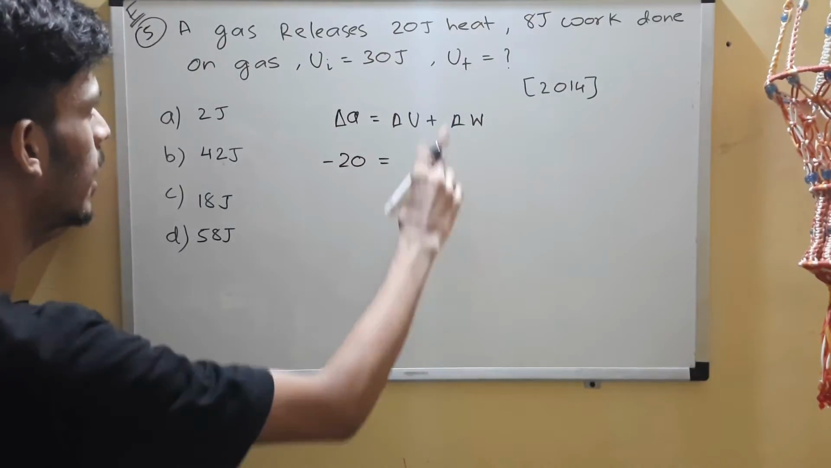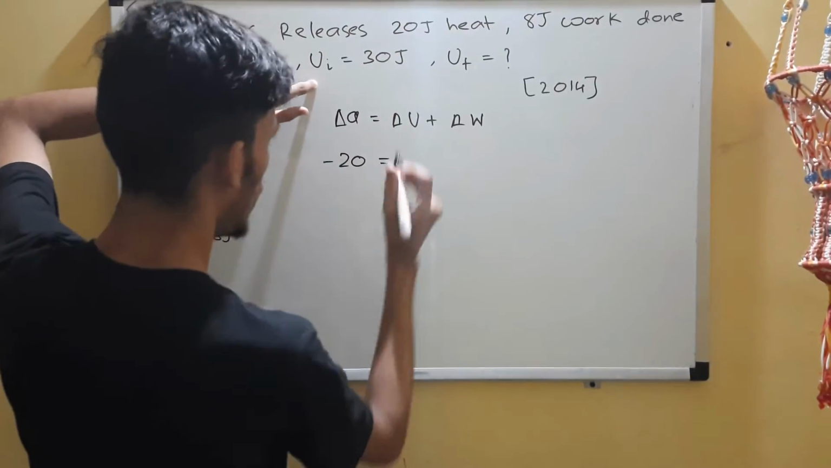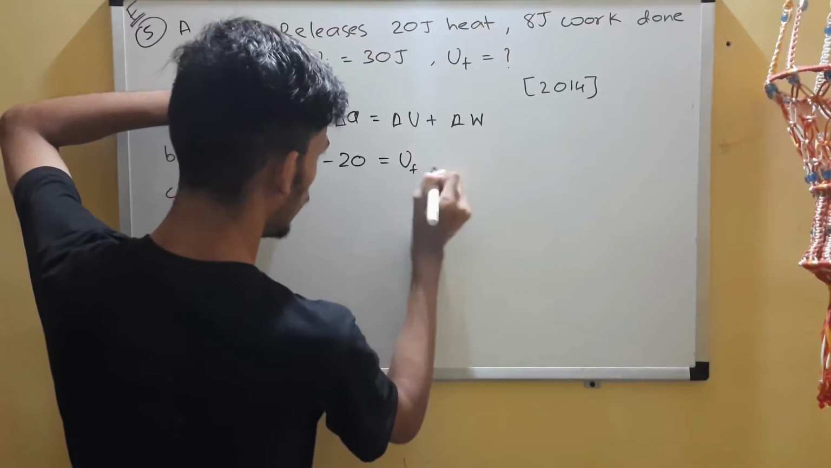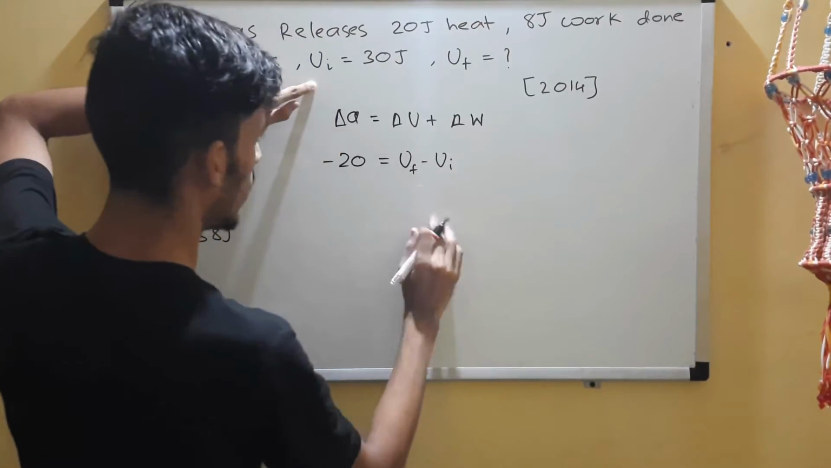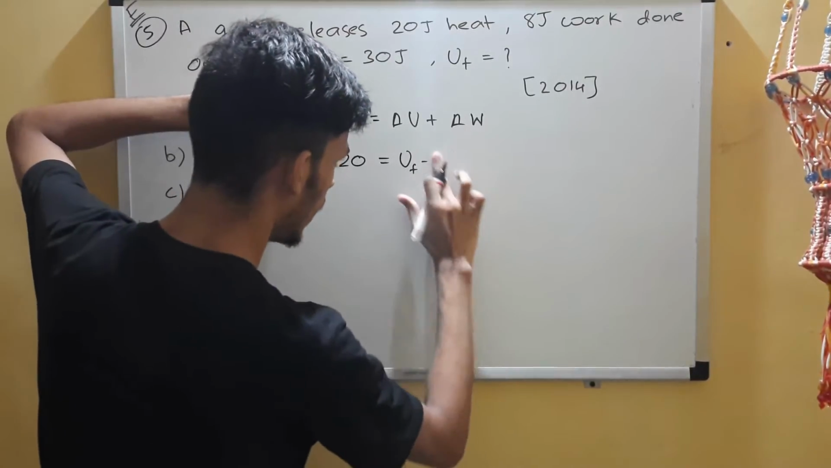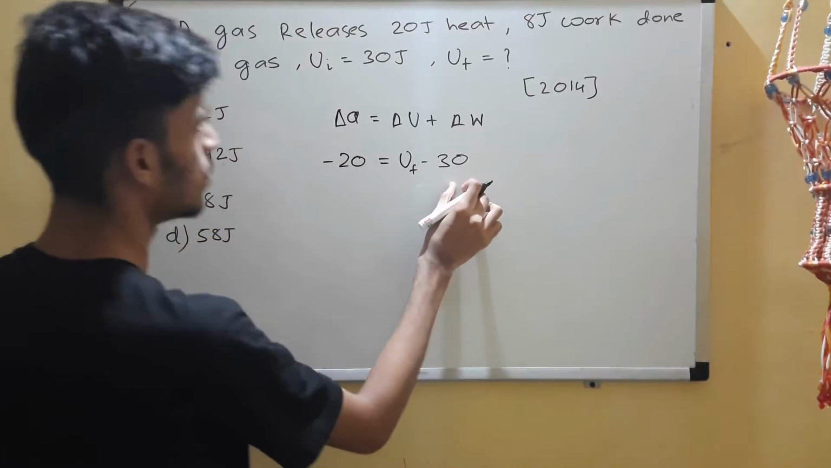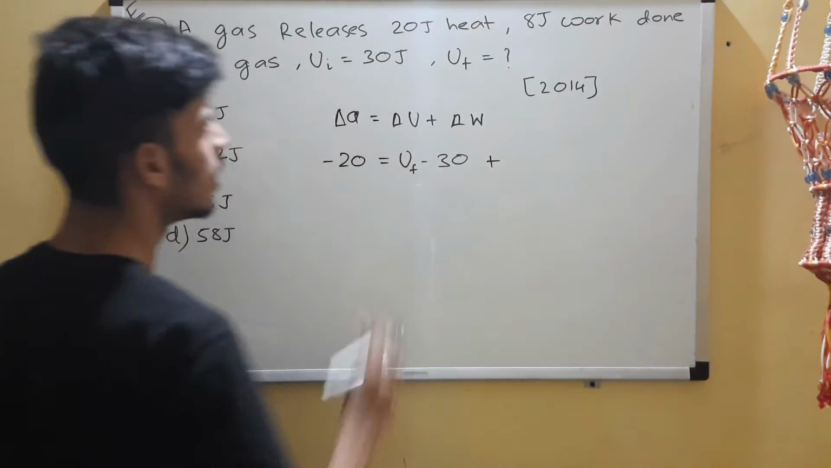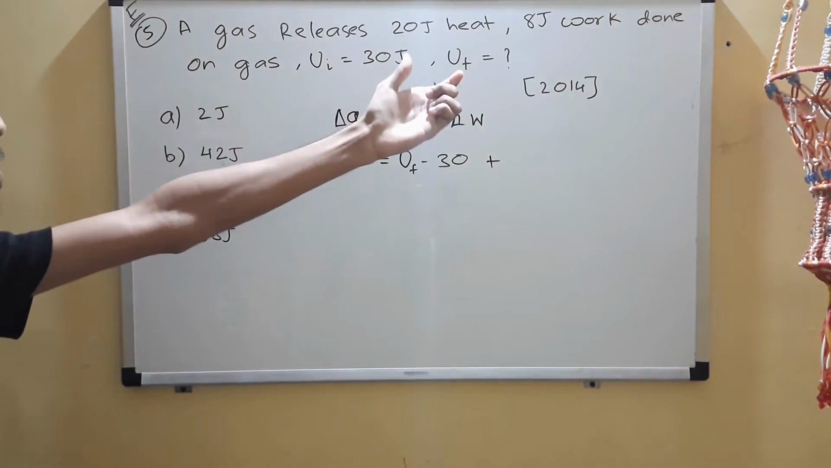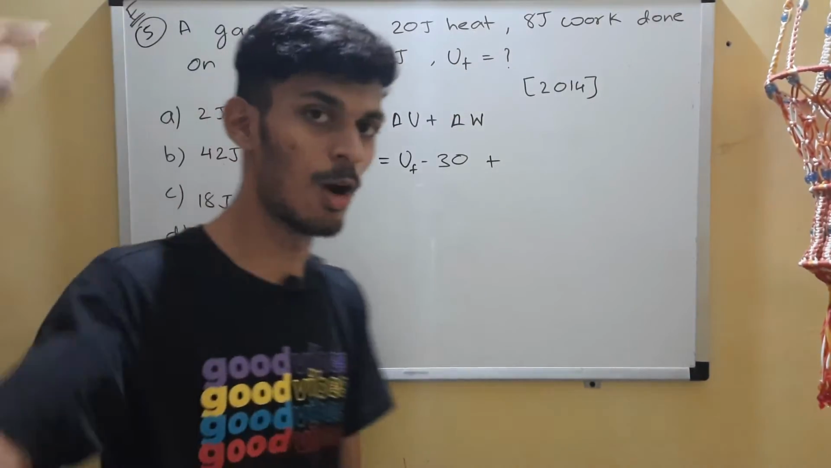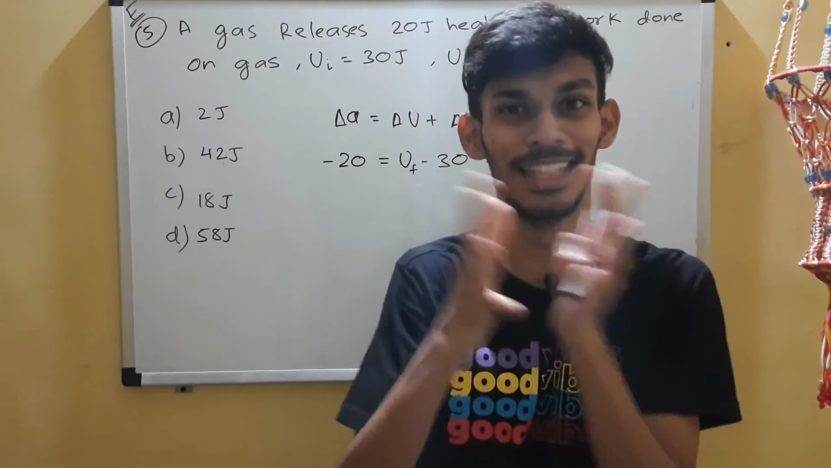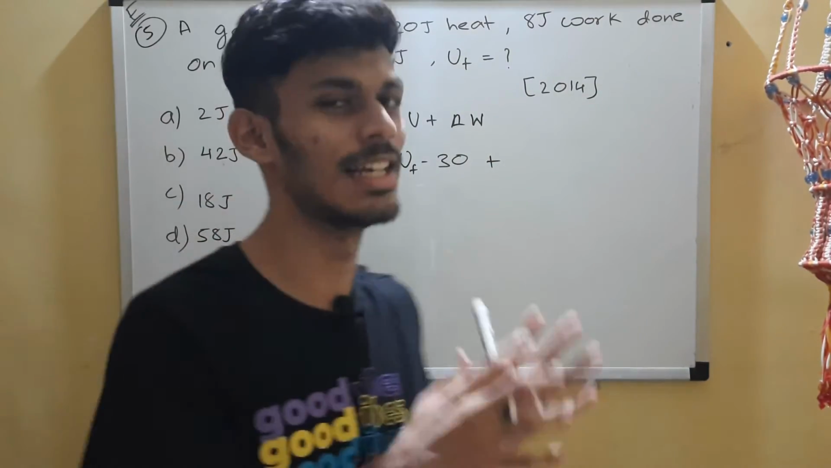Now change in internal energy, you can write it as U final minus U initial. I'll substitute 30 over here directly, no issues, right? U final minus U initial, which is 30 joules, plus this work done is 8 joules. Now work is done on the gas, it will be negative, right? Work done on the gas is negative.